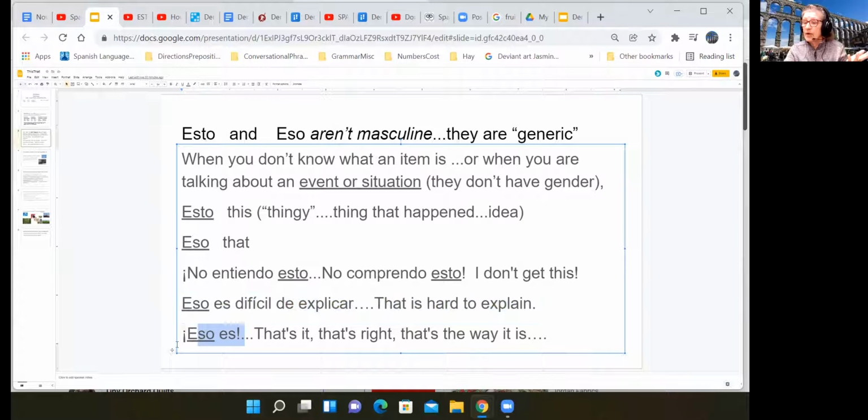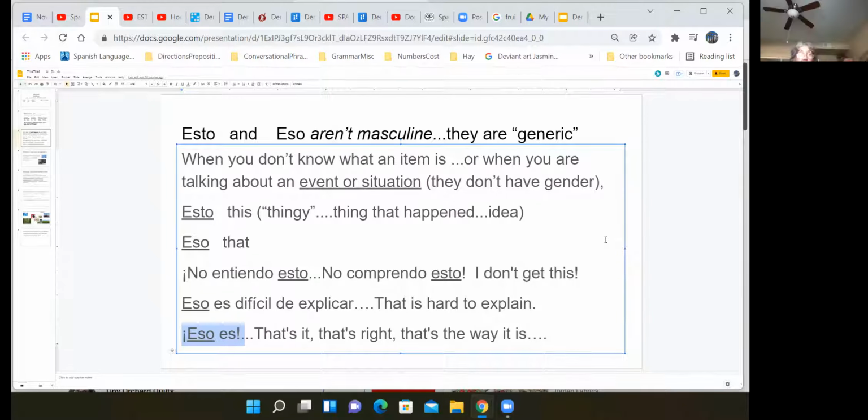People use this phrase a lot. Eso es. That's it. That's right. That's the way it is. So, if somebody looks at you and says, eso es, well, that's just the way it is, and they're talking about the situation you're in. So esto and eso are often used to talk about an abstract thing that is not concrete. You don't have your hands on it. Does that make some sense?